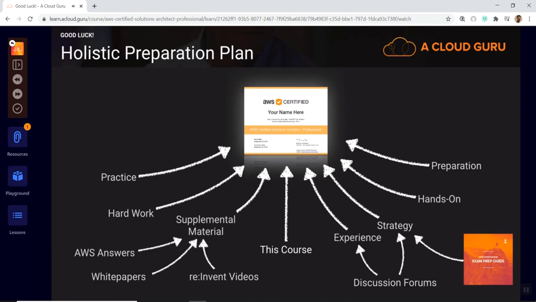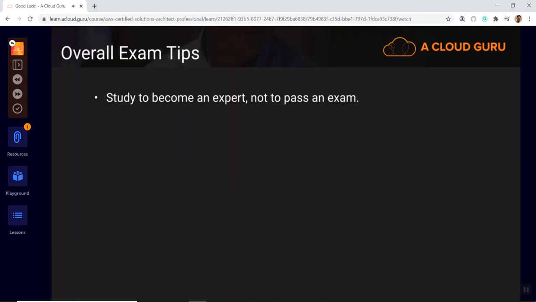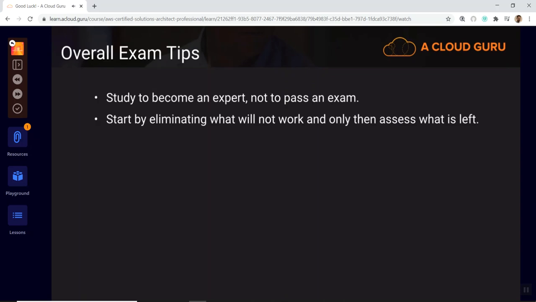Some exam tips that I have: study to become an expert, not to pass the exam. Because then after you have that credential in your hand, you can speak with authority and confidence to clients and customers. And remember, start by eliminating the answers that don't work or are incorrect, because that'll really help you narrow down on the ones that are feasible answers.